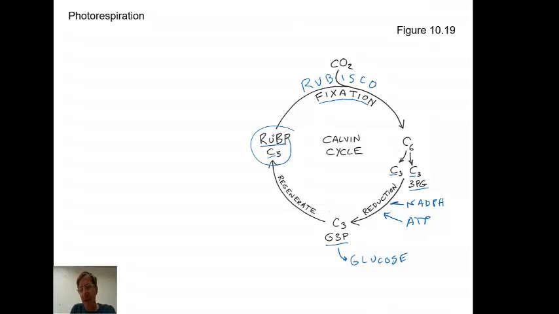Now, I should have said earlier, we're going to come back to this figure in a little bit, and we're going to draw in some more stuff over here on this side. So we're going to leave that blank for right now.